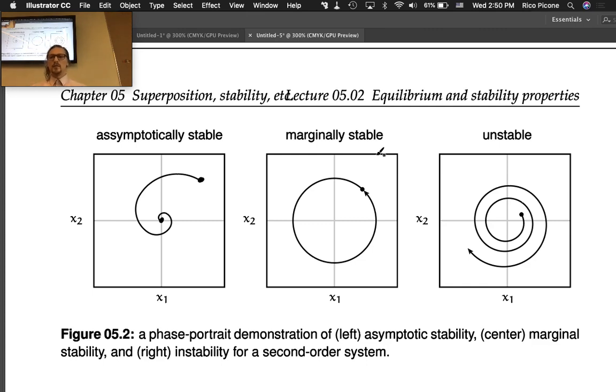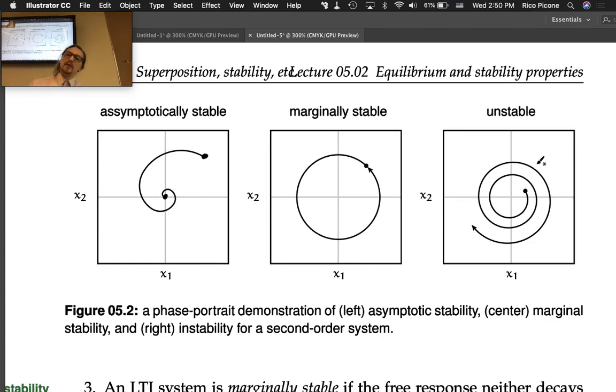That's marginally stable. If the system is unstable, then at least one of these variables is going to blow up to infinity. So it could be both too. In this case, I'm showing these cool circular paths, but it doesn't have to. It could just go straight out too, but it doesn't look as cool. So I wanted to make it look cool. So that's an unstable system.